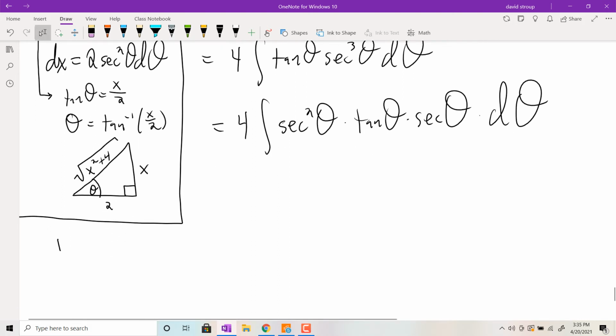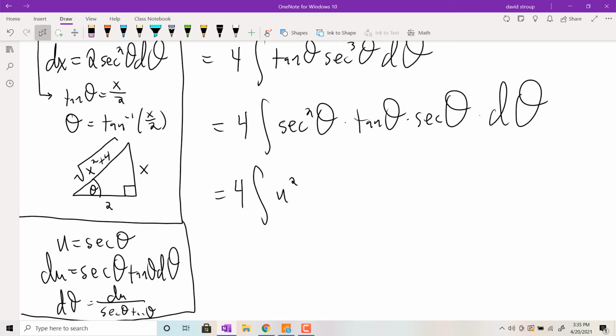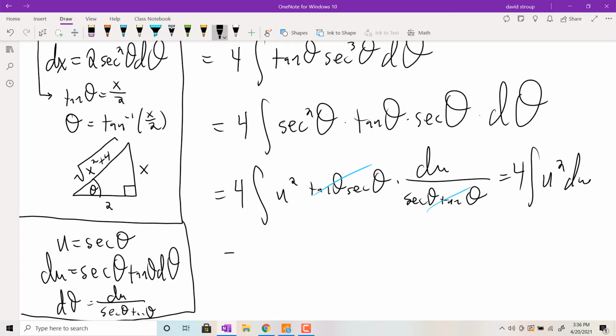And then if you do a u sub for secant, du will just be that secant theta tan theta d theta. And things will work out. So d theta is du over secant theta tan theta. You get a nice cancellation. I'm going to go u squared now. Then we have the tan theta secant theta times d theta, which is du all over secant theta tan theta. Nice cancel. Boom, boom. And we're left with a nice little integral we could do a power rule on. So 4u cubed over 3.